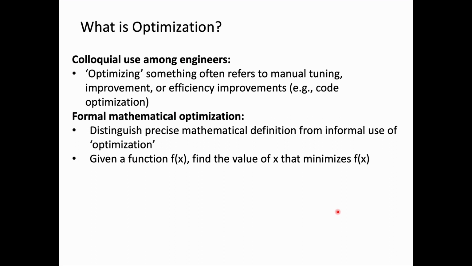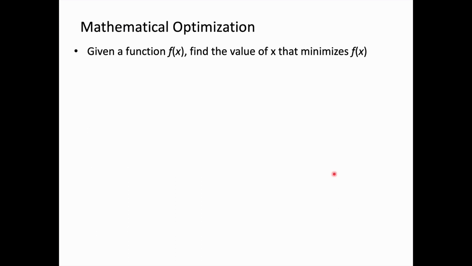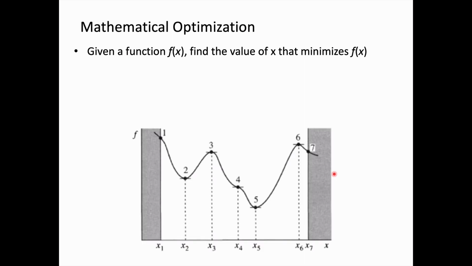But most of the standard algorithms that are available to you are designed around minimizing a function. So if in mathematical optimization we're given some function f of a variable x, and we want to find the value of the variable x that minimizes f of x, we can visualize it this way. Here's a sketch out of a textbook, Principles of Optimal Design by Papalambros and Wilde.